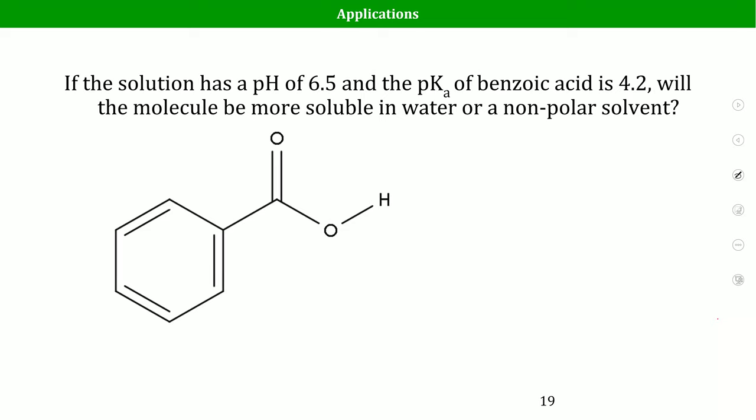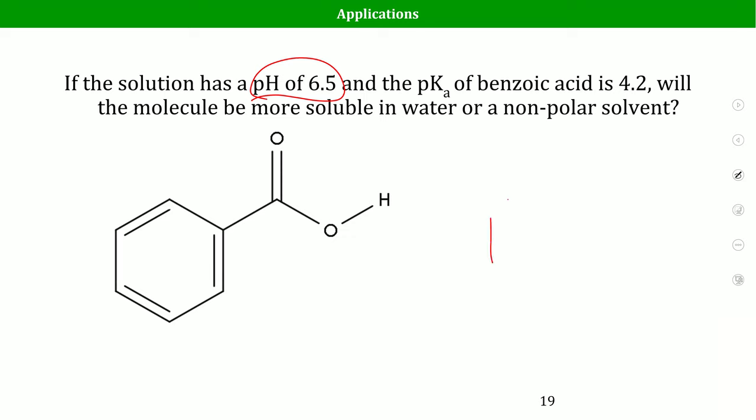So here is the big picture way of phrasing it. Solution has a pH of 6.5. The pKa of benzoic acid is 4.2. Will the molecule be more stable in water or in nonpolar solvent? You have to walk your way through the steps every time. First look at this. Is it going to be charged? Is it going to be ionized or unionized? Or you can step back: protonated versus deprotonated. Mostly deprotonated, because the solution is more basic than the pKa.